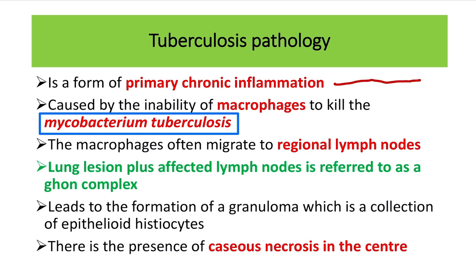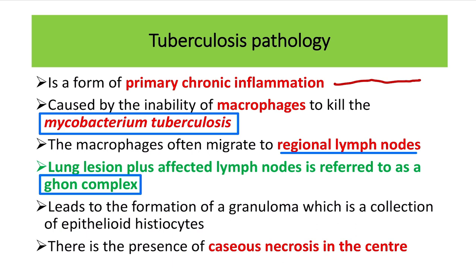And what occurs when the macrophage engulfs the Mycobacterium tuberculosis? This macrophage migrates to the regional lymph node to present it to the other lymphocytes, and the lung lesion plus the affected lymph node is referred to as the Ghon complex. So this is the Ghon complex. So where is the Ghon complex present? The Ghon complex is present in the lungs.